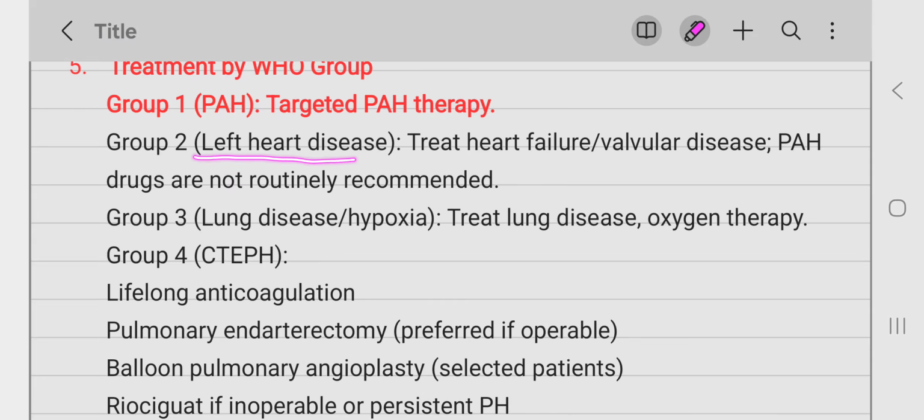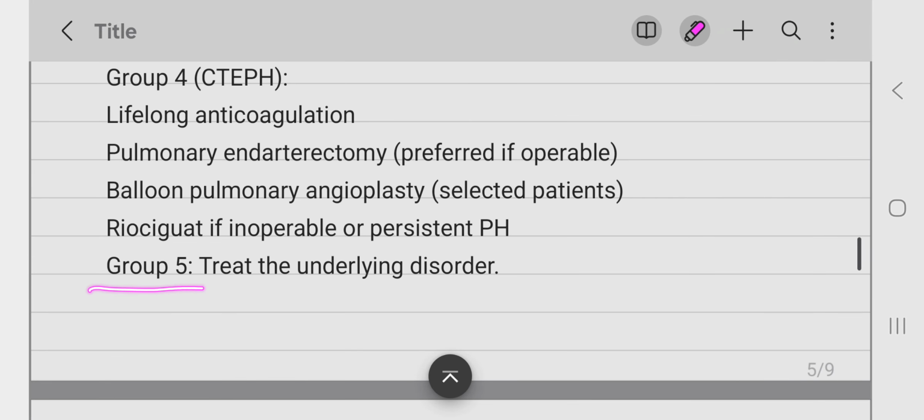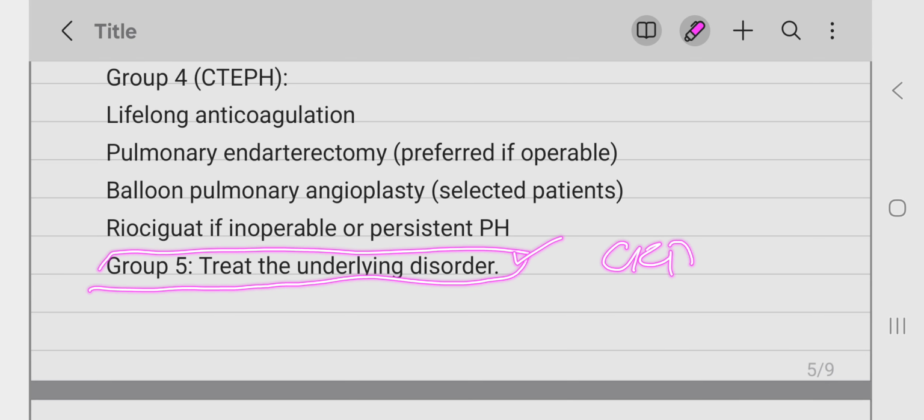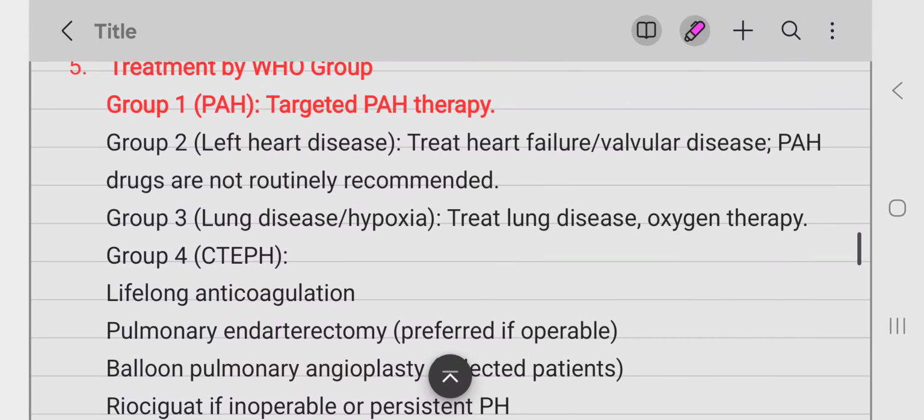For group 2, if the patient has left heart disease, treat that heart disease. For example, if the patient has heart failure, treat that heart failure. If the patient has mitral stenosis, then replace the valve. For group 3 pulmonary hypertension, if the patient has COPD, give oxygen therapy. For group 4 pulmonary hypertension, give lifelong anticoagulation. And for group 5 pulmonary hypertension, treat the underlying disorder, for example, CKD. Do dialysis in that patient. So this is all about pulmonary hypertension.